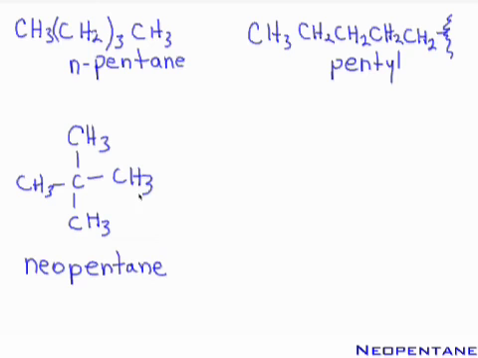Well, find the longest carbon chain. What is the longest carbon chain? The longest carbon chain is 1, 2, 3. So the longest carbon chain is a propane. And off of the second carbon, we have 2 methyl groups. So if I was naming that Neopentane by IUPAC, I would get 2,2-dimethylpropane.